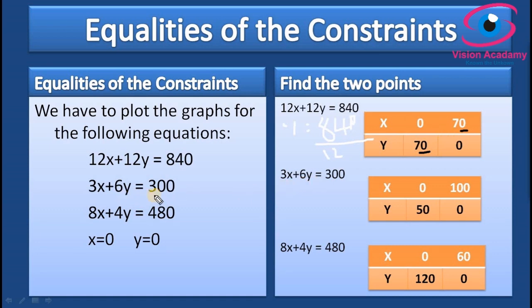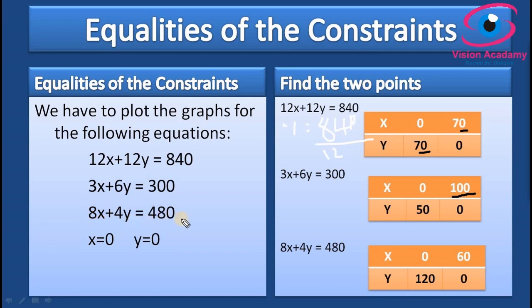Next I will consider the second constraint, 3x plus 6y equals 300. Here also, when x is equal to 0, y equals 300 divided by 6, so y would be 50. And when y is equal to 0, what is x? x equals 300 by 3, so when y is equal to 0, x is 100.